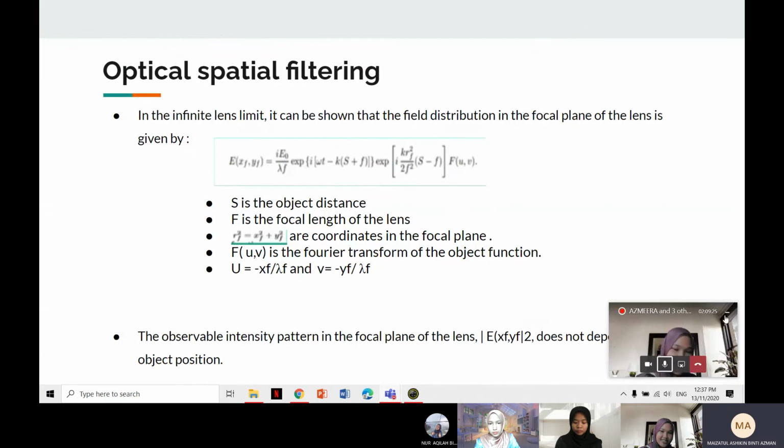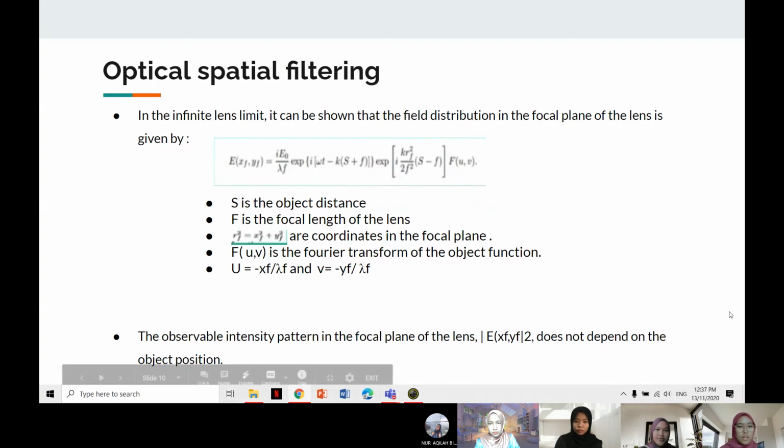Okay, thank you to Raudatul Nazira. My name is Maizatul Ashikin binti Azman. I will present about optical spatial filtering. In the infinite lens limit, it can be shown that the field distribution in the focal plane of the lens is given by this formula for optical spatial filtering. So s is the object distance, f is the focal length of the lens, and this is the coordinate in the focal plane.